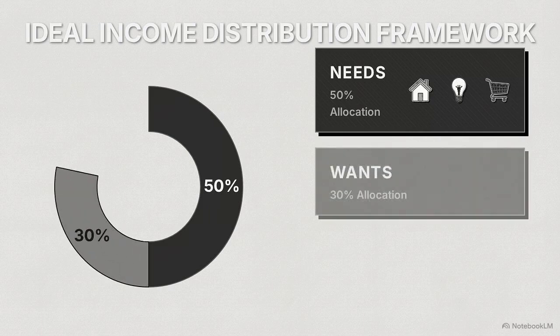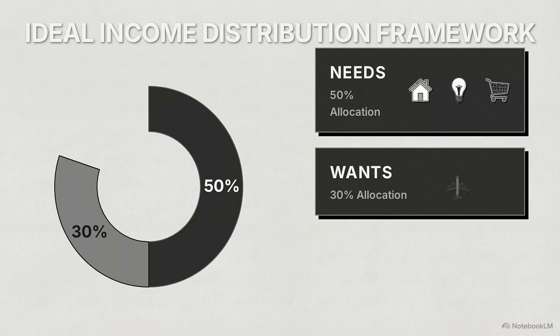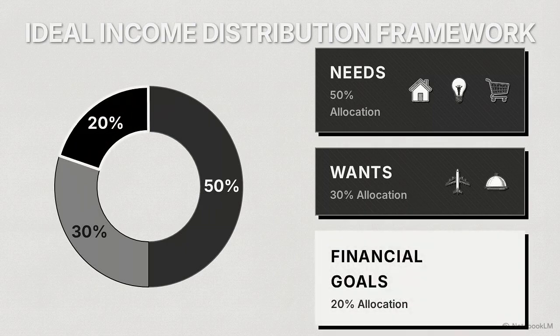Next is the 30% allocation for your wants. This covers lifestyle costs like dining out, travel, and premium API credits. Finally, the remaining 20% is strictly for financial goals, routing directly to your emergency fund and recurring investments.